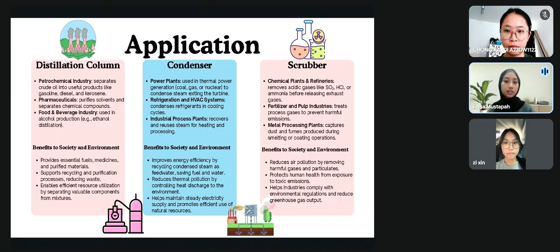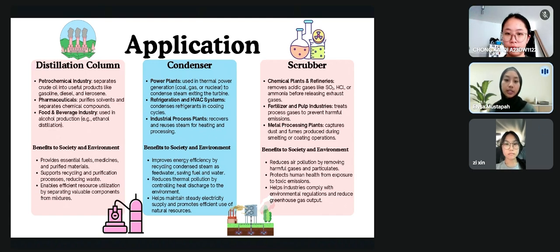Next, application for condenser. In power plants, condenser is used in thermal power generation, like coal, gas, or nuclear, to condense steam exiting the turbine. And in refrigeration and HVAC system, it condenses refrigerant in the cooling cycle. And in industrial process plant, it recovers and reuses steam for heating and processing.